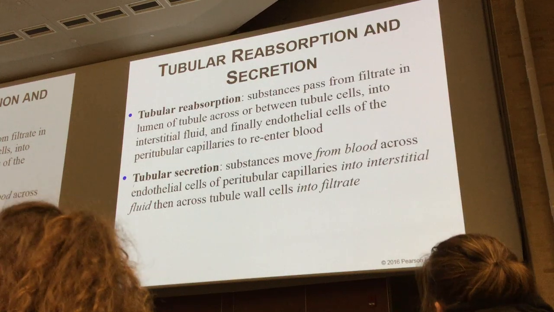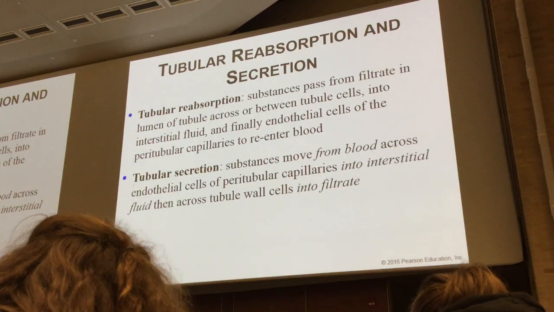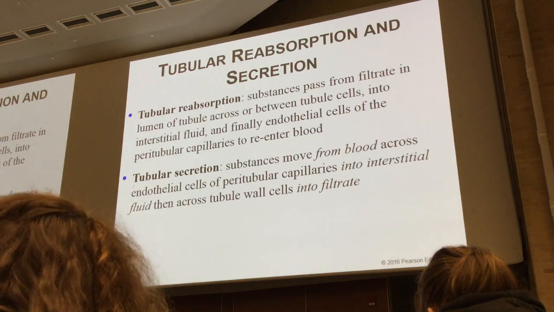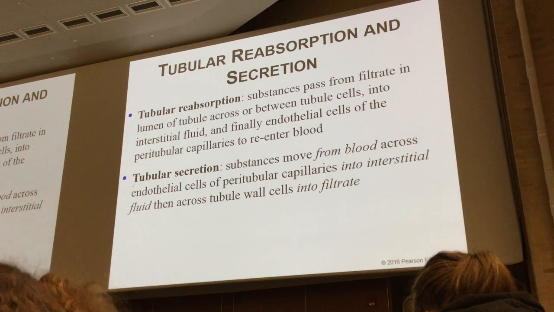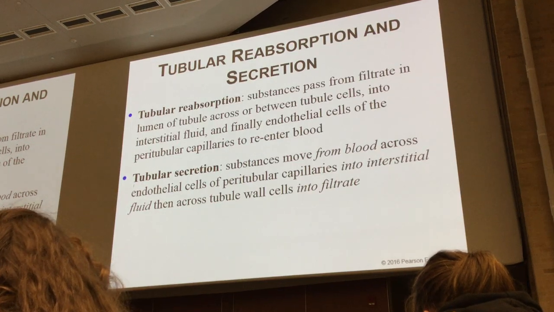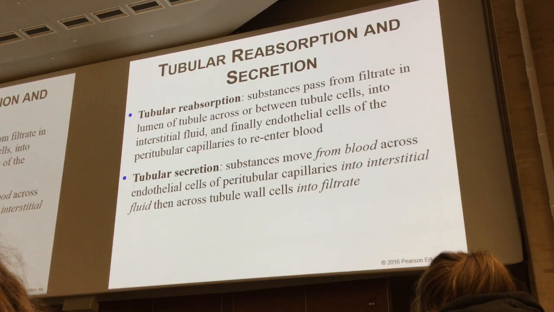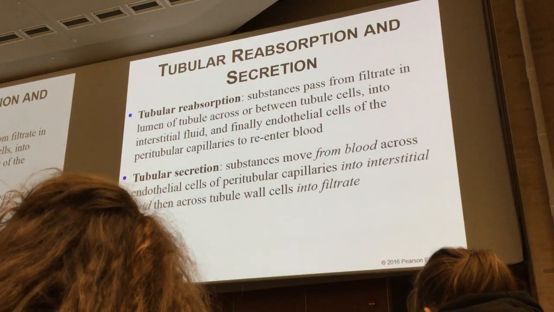These are just the definitions you already have. These were part of your before class learning outcomes, just to remind you that here we're going from blood to filtrate, and then we'll enter the peritubular capillaries and tubular secretion. We're now going from the peritubular capillaries back into the filtrate. Opposite direction. One reabsorbs, and then the other secretes, because some things get reabsorbed that we still don't want.